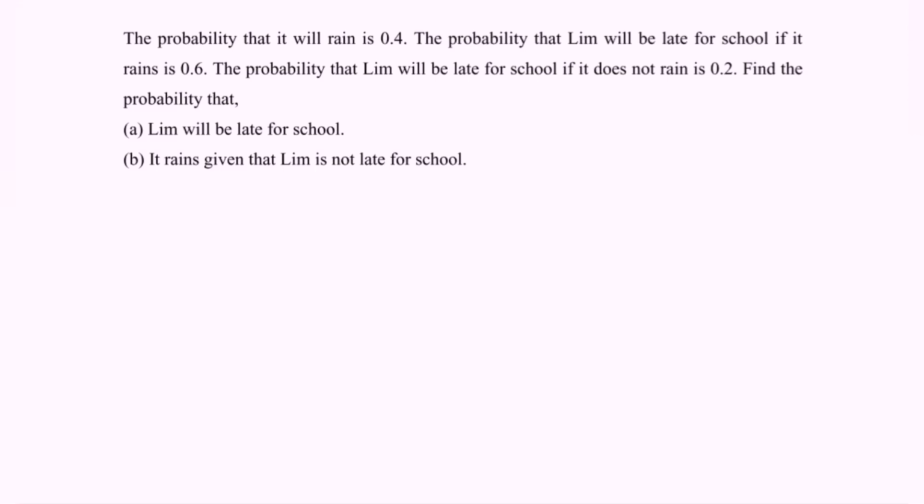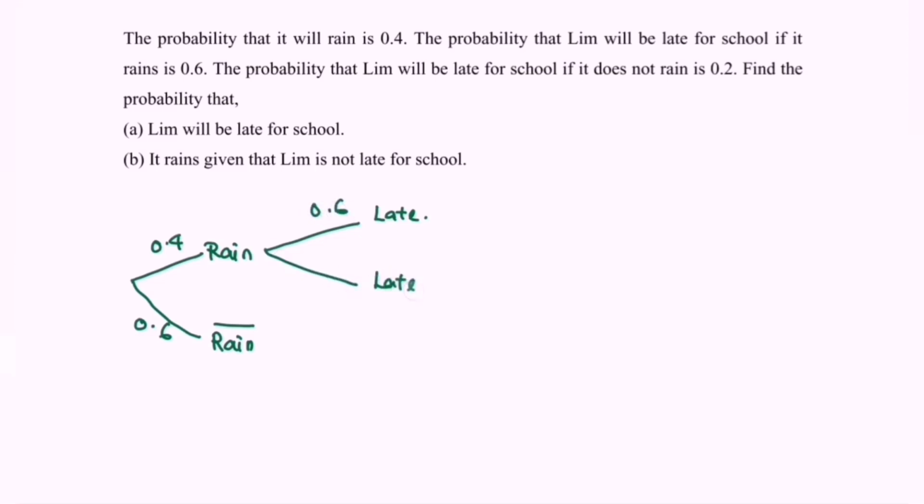So my suggestion is to represent the situation in a tree diagram. So let's have the situation rain. The probability if it will rain is 0.4. Next we have the situation rain complement, which is 0.6. Next, the probability that Lim will be late for school if it rains. So here we have the situation late, and the probability will be 0.6. Next, we have late complement, so the probability will be 0.4.